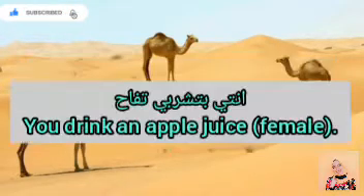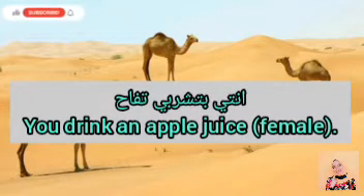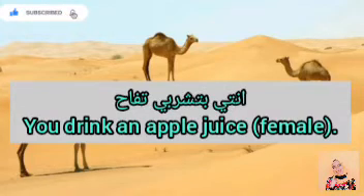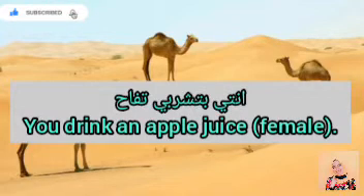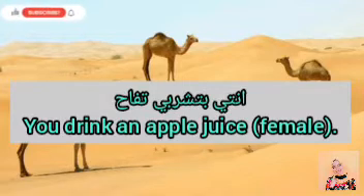Then we have انتي بتشربي تفاح. You drink an apple juice. Or انتي بتشربي عصير تفاح. انتي is you for a singular female. بتشربي drink, تفاح is apples. But in this sentence we use it as an apple juice. So instead of saying عصير تفاح, we just say تفاح.